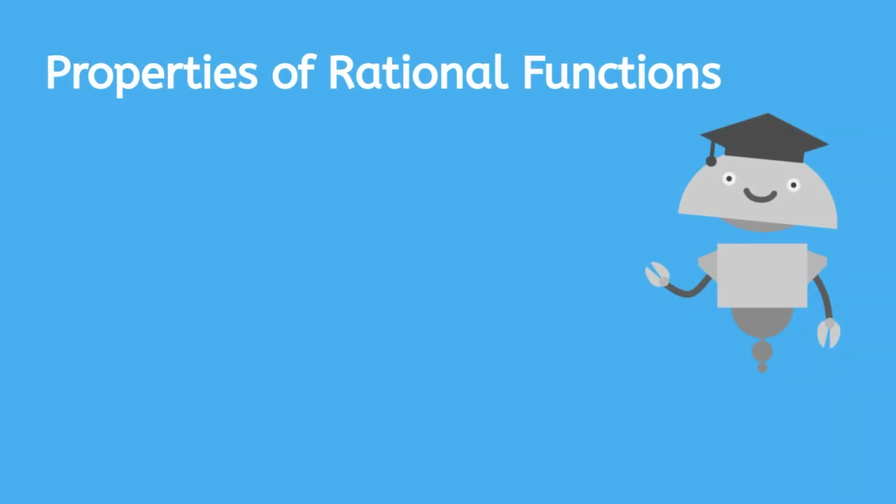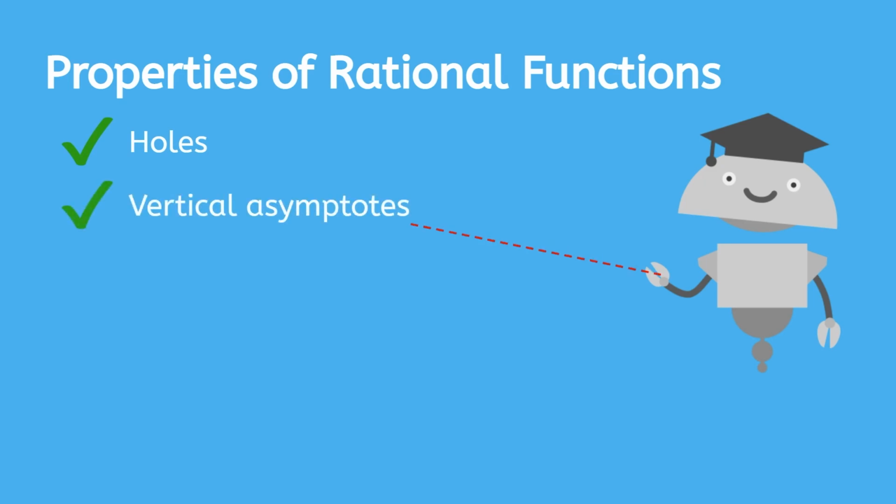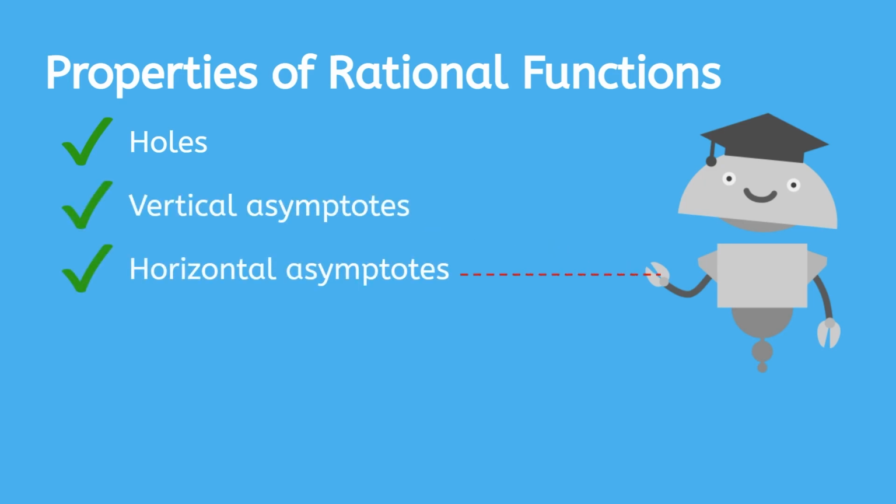We've now learned about a few different properties of rational functions. They can have holes, vertical asymptotes, horizontal asymptotes, and now oblique asymptotes. Knowing how all of these work, how to find them, and how to graph them is super helpful when you're trying to make a sketch of a given rational function. We'll be trying that out in the next few lessons.